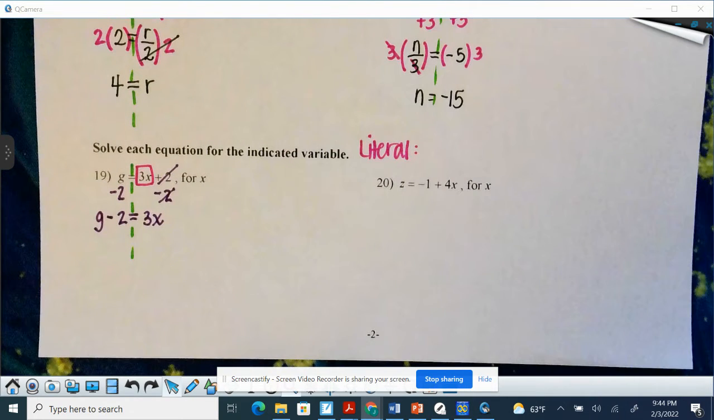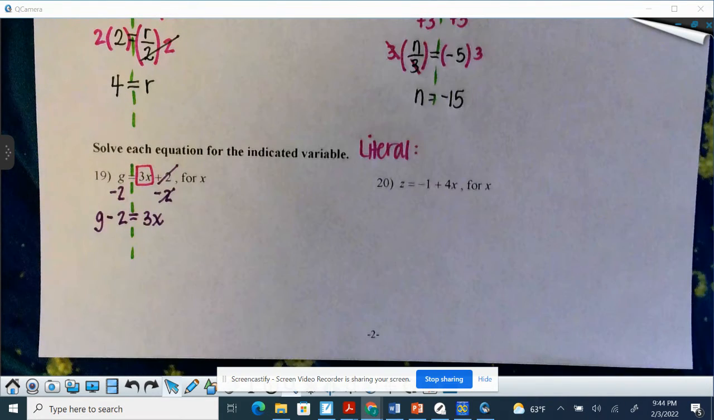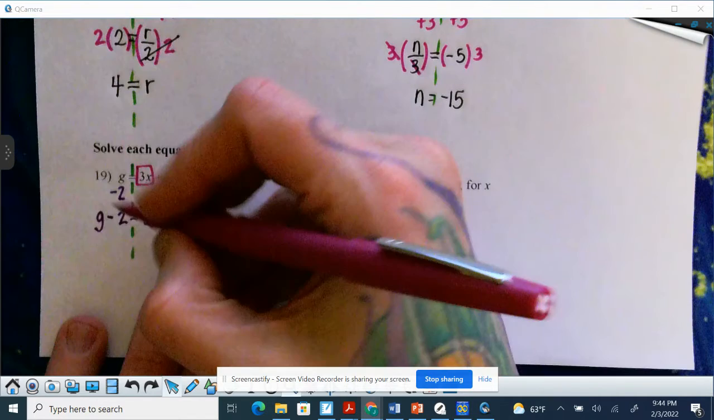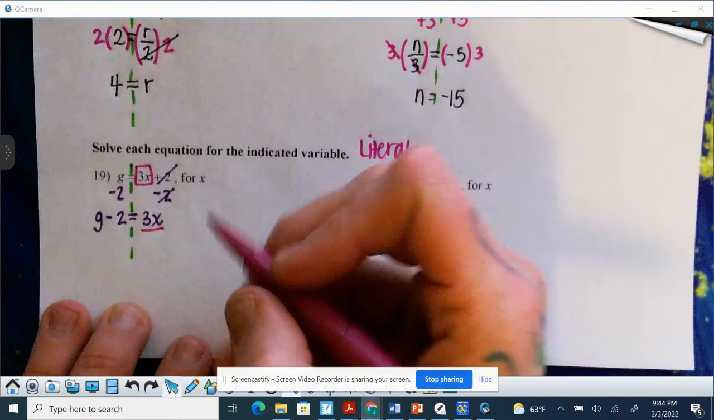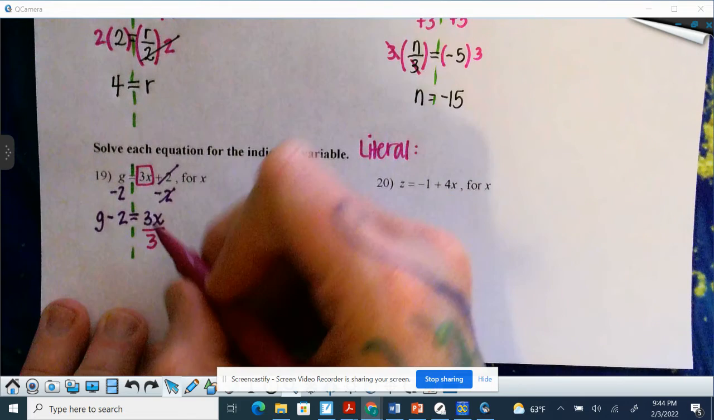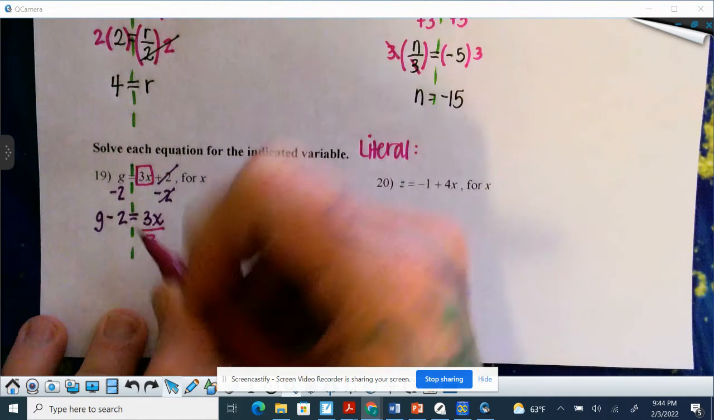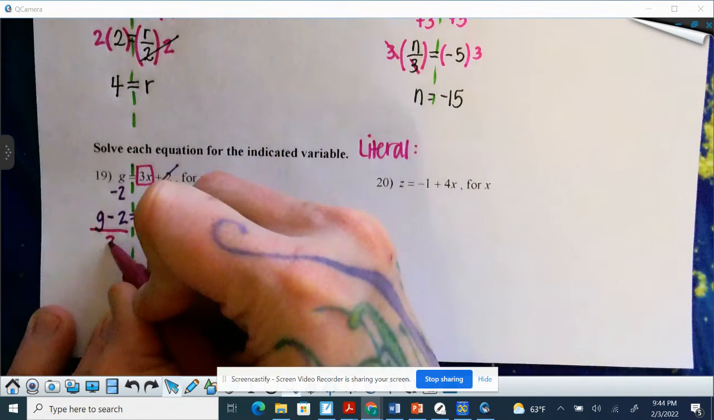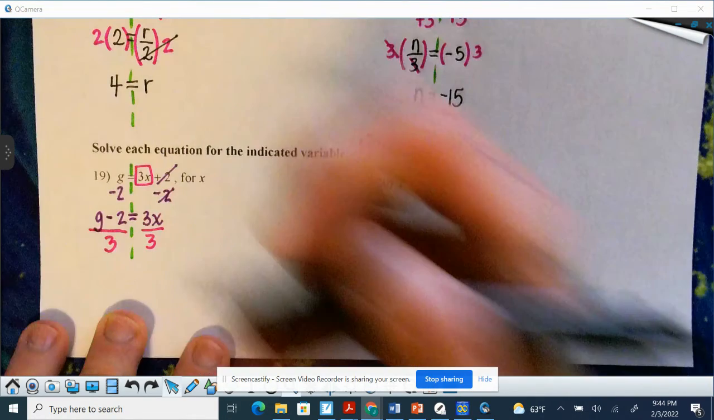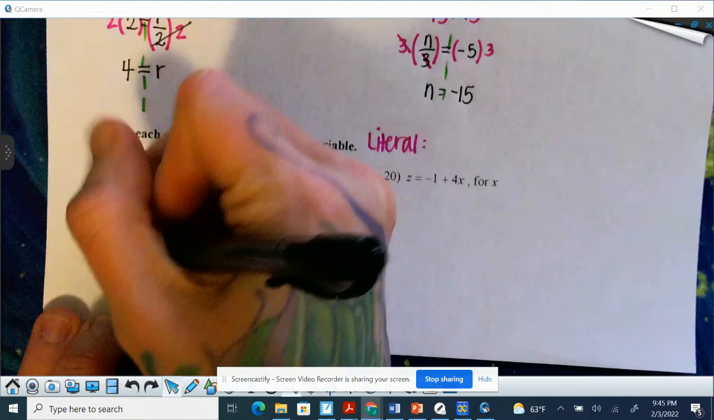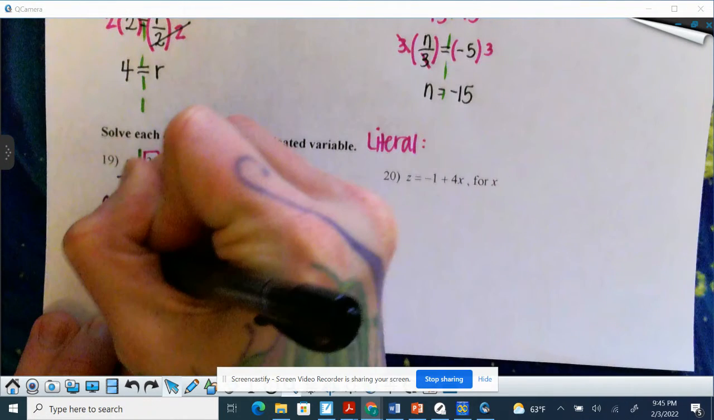Now, your question, is x by itself yet? It's not. It is attached to 3 by multiplication. The inverse of multiplication is division. So we're going to divide this side by 3 because that's 3 times x. And the inverse of multiplication is division. So we're going to divide by 3. And then we're going to divide the whole thing by 3 on this side. That gets rid of this 3. And now I have the expression over 3.